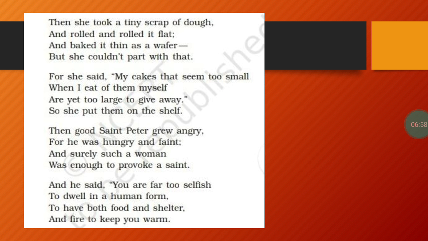Then he added one more thing. God had given her food, shelter, and fire to keep her warm. But she had become selfish for all the resources she had. She had food, she had shelter, and she had enough fire to keep her warm. Yet she had become selfish for all the comforts she had. She did not want to share them with anybody. You are far too selfish to dwell in a human form. You did not have the courage to share anything with anybody.